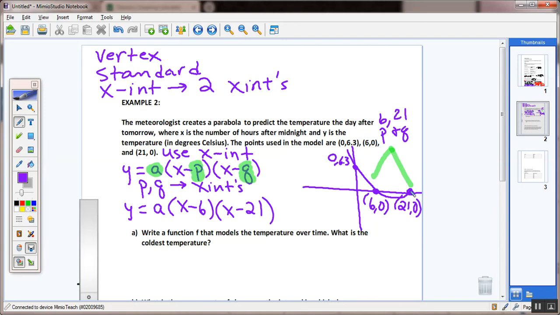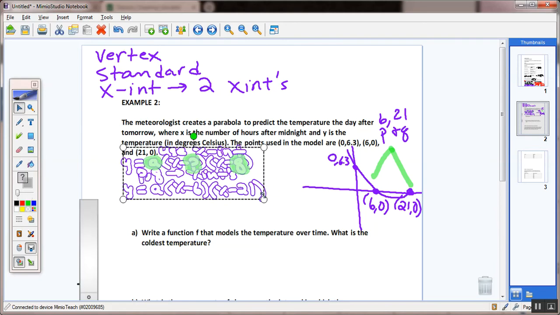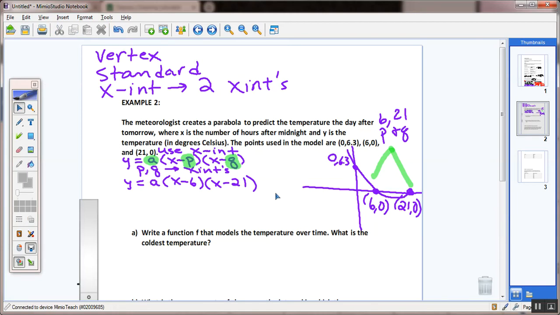Okay, we've got to figure out what a is, but look at my graph. Isn't there another point we haven't paid attention to yet? Yeah, (0, 6.3). We're going to use that other point to plug in for x and y, because plugging that point in is going to allow us to solve for which other variable, kids? A, right there. All right, so give me a chance to do this quickly.